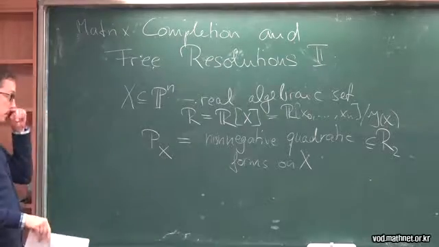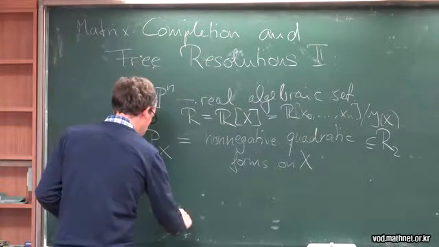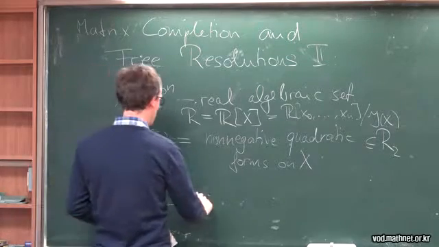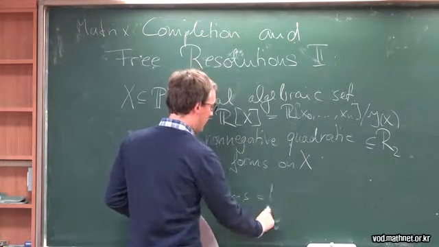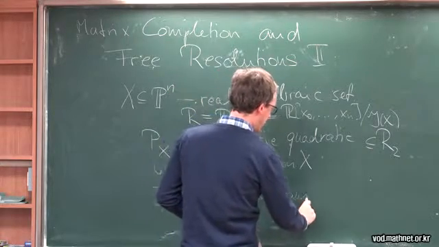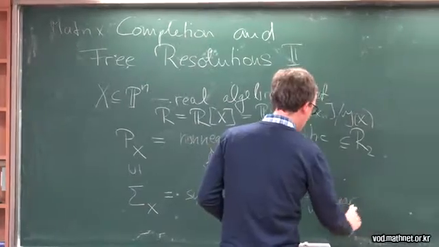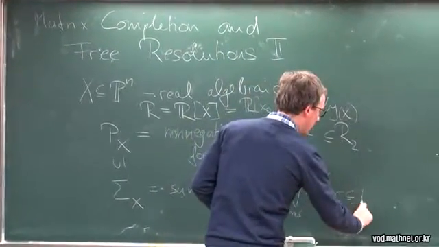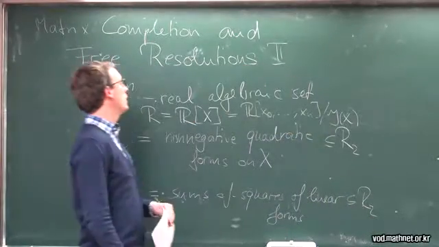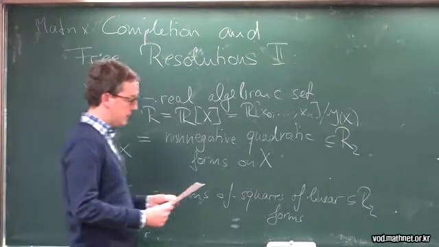And then there's a second cone, the sums of squares of linear forms, which is contained in the non-negative polynomials. If I square linear forms, I also get a quadratic form. So these are my two convex cones in this vector space.